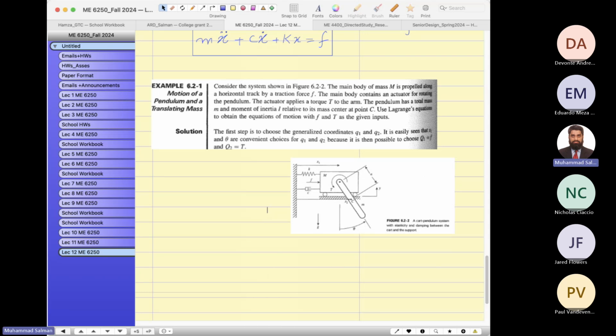In this case, we have two masses. One is the mass of this translation motion, and the other mass is this pendulum. The center of gravity represents the motion of the pendulum. Let's see the generalized coordinates. So x and theta would completely define the motion of these two systems.